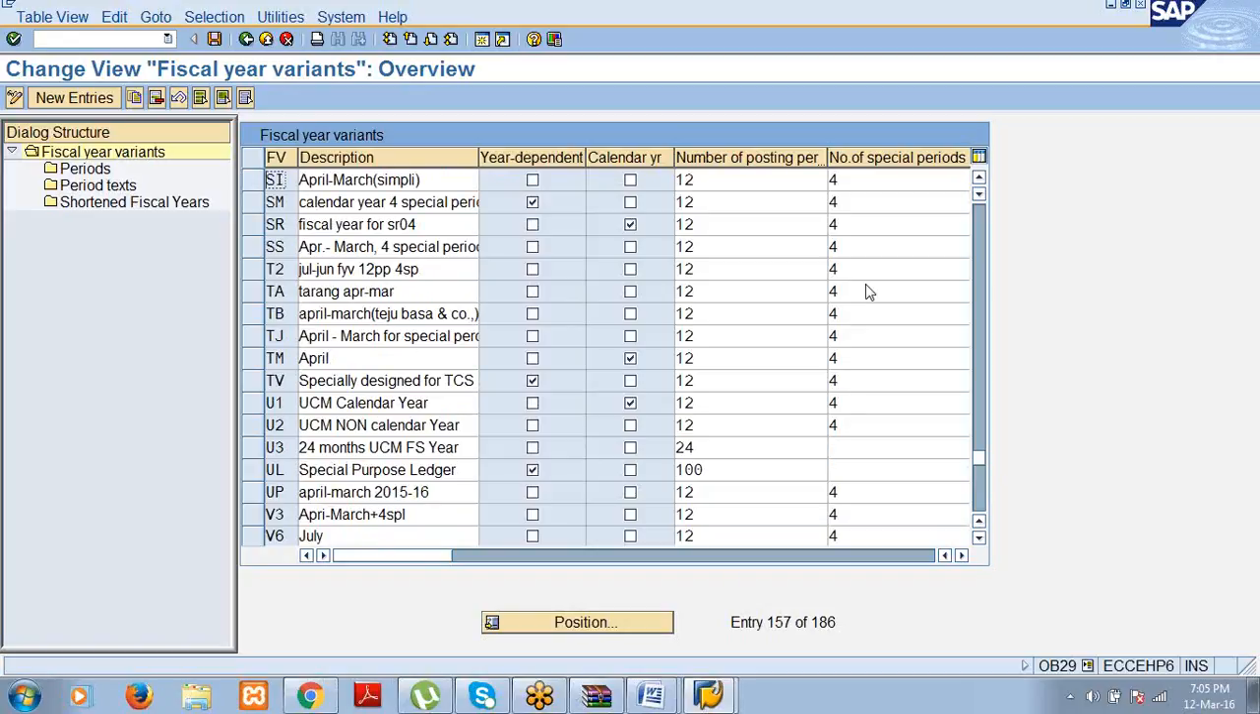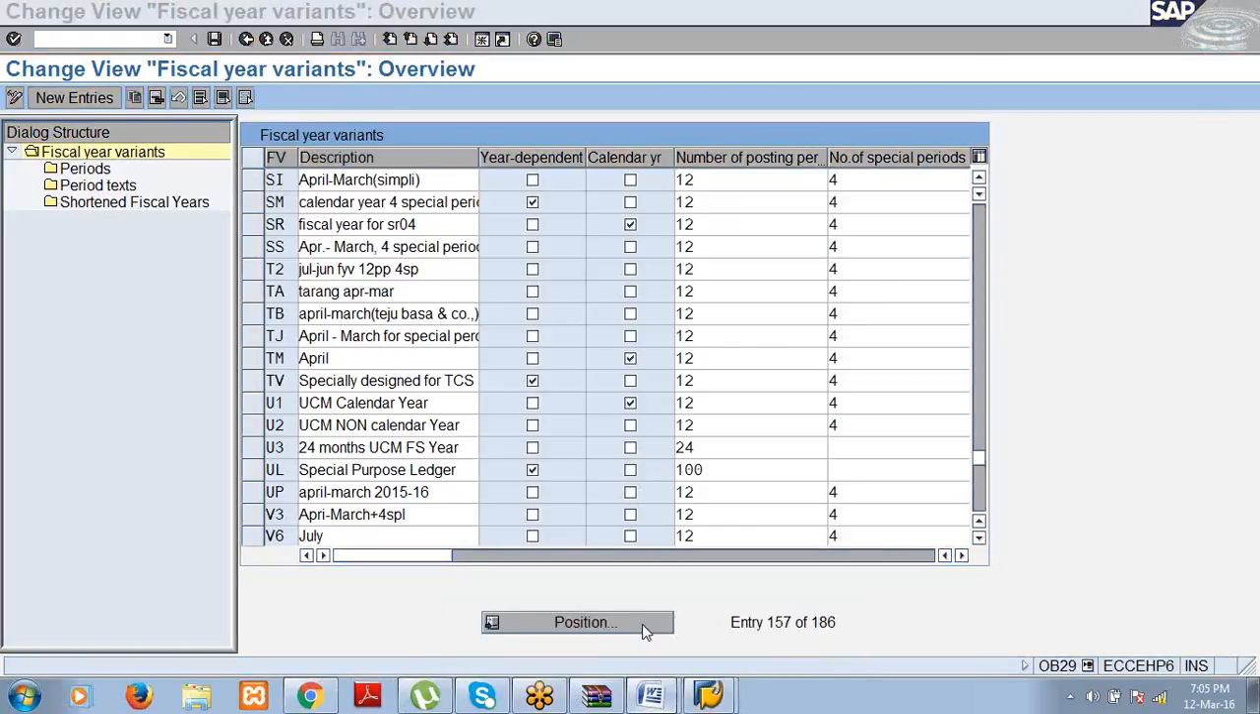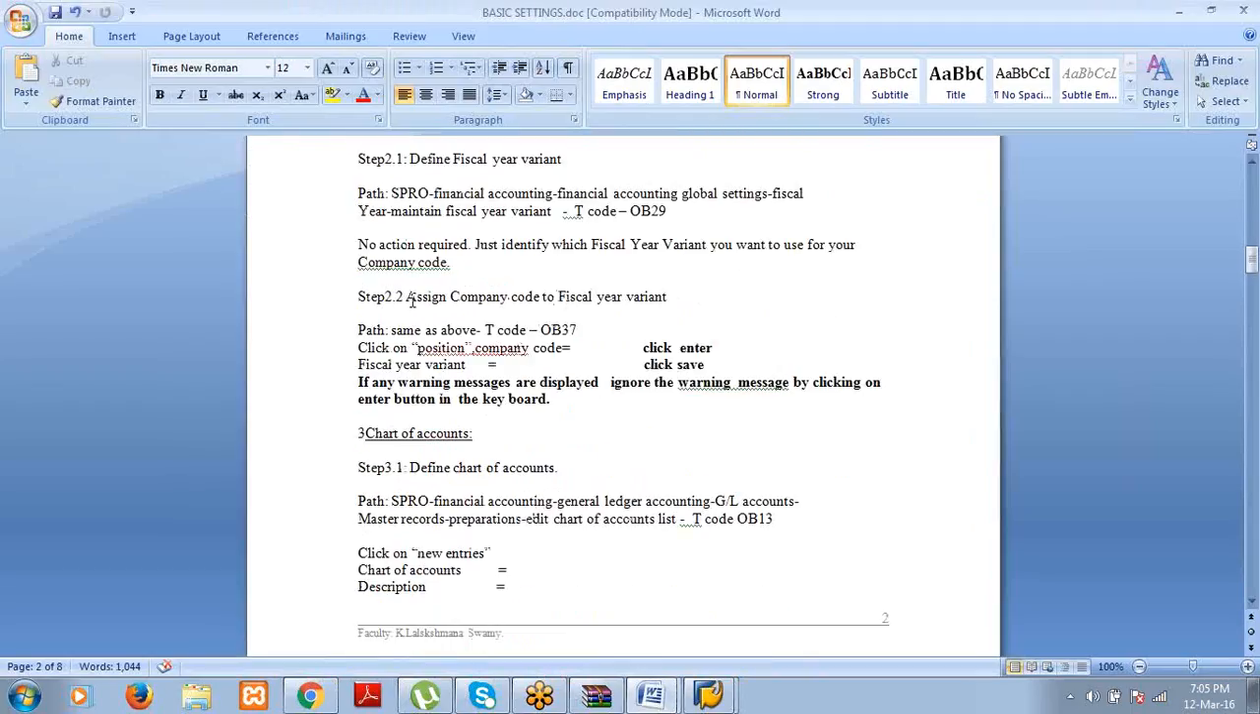How to define our own fiscal year variant, we will discuss later. Then see the next step. Step number 2.2. Assign company code to fiscal year variant. Transaction code OB37.